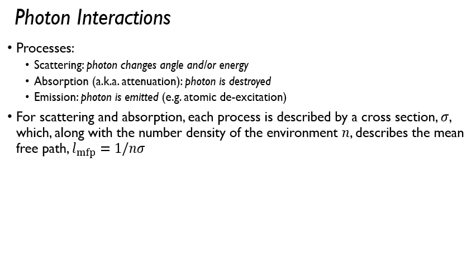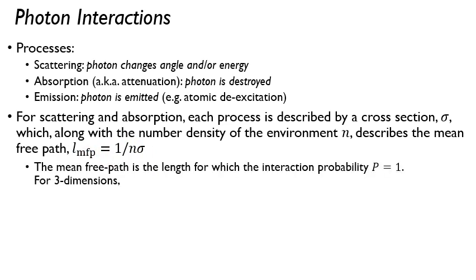So when we have scattering and absorption, we can define the magnitude of each of these processes using a cross-section. So it's sort of an interaction probability in a sense, and it has units of area. And so when you combine that with the number density of the environment, that describes the mean free path. So little n is the number density, so it's units of inverse volume, and sigma is the cross-section, which has units of area. And that winds up being a length, known as the mean free path.